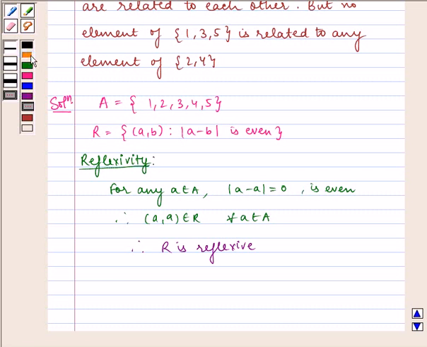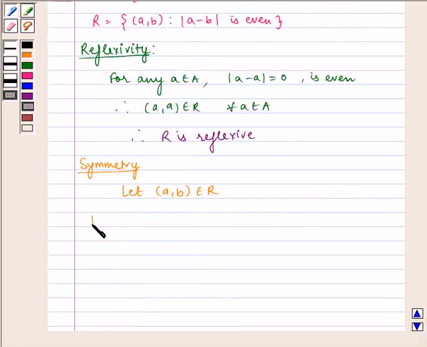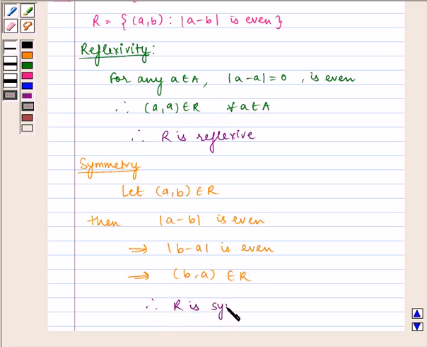Now let us check for symmetry. Let (a, b) belong to R, then |a − b| is even, which implies |b − a| is even, which implies (b, a) belongs to R. Therefore, R is symmetric.